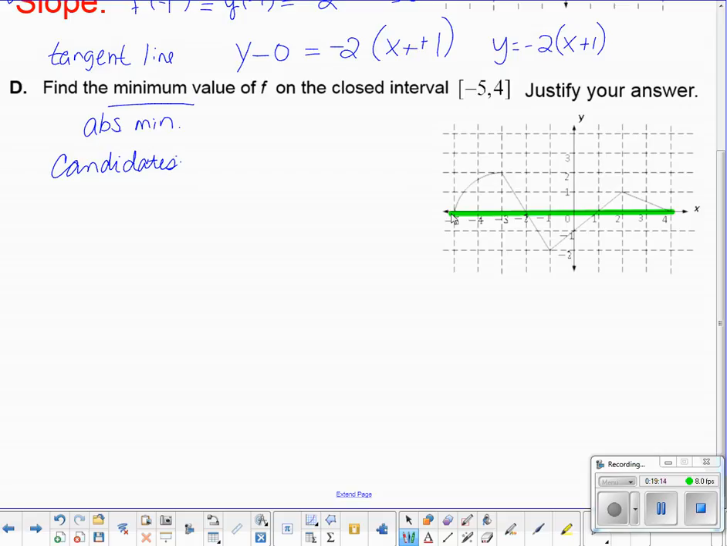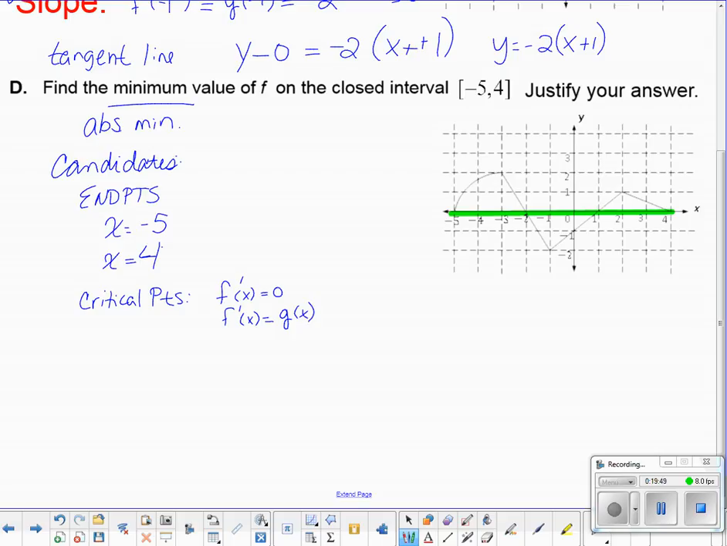The endpoints, if we are on a closed interval. And we are on a closed interval, so I'm going to have to consider when x is -5. I will also have to consider when x is +4. The other candidate for absolute min will be coming from any critical points. And remember, critical points are when the derivative of our function is equal to 0. Well, in this case, our derivative is equal to g of x.